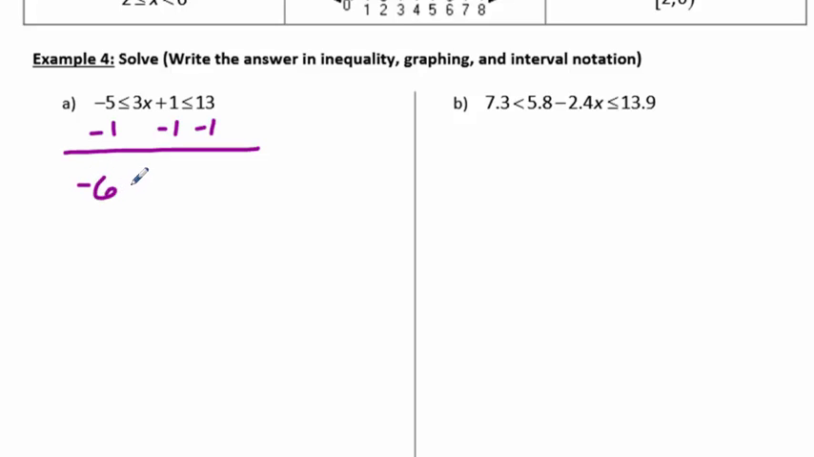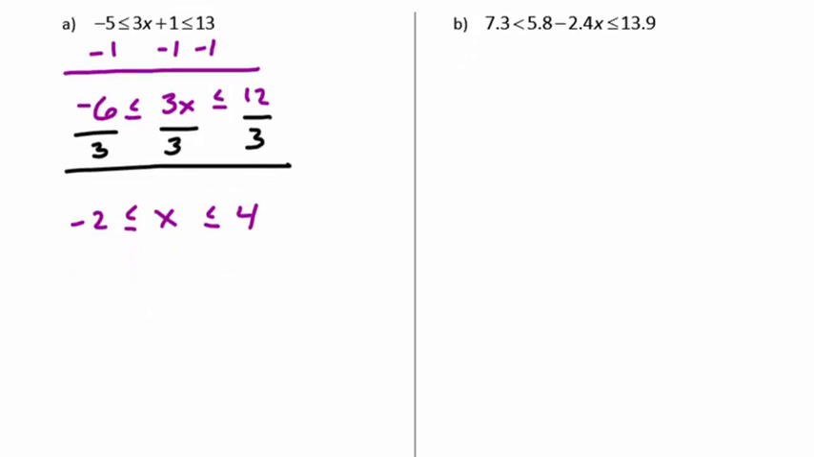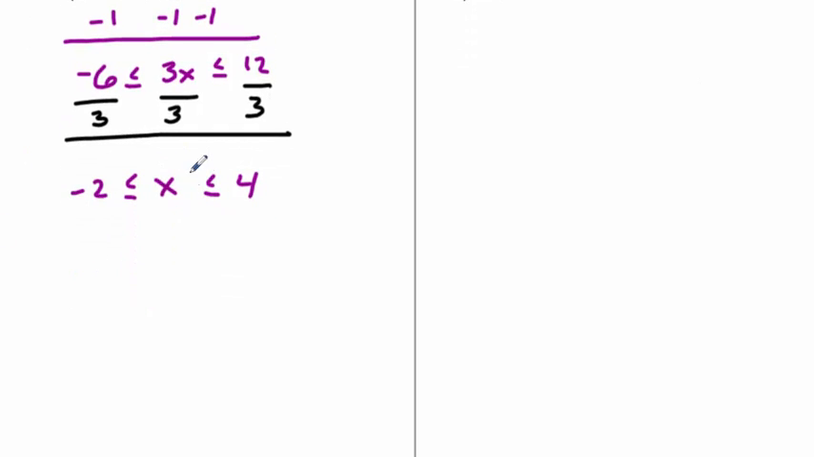-5 minus 1 is -6. This is less than or equal to 3x, less than or equal to 12. Continue solving. We're going to divide everything by 3. Make sure you're dividing all three sides by 3. -6 divided by 3 is -2. I divided by a positive number, not a negative, so I don't switch the sign. And 12 divided by 3 is 4. So that's my answer, with x by itself, simplified in inequality form.